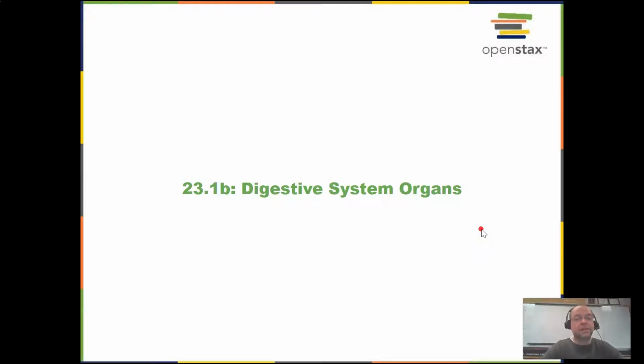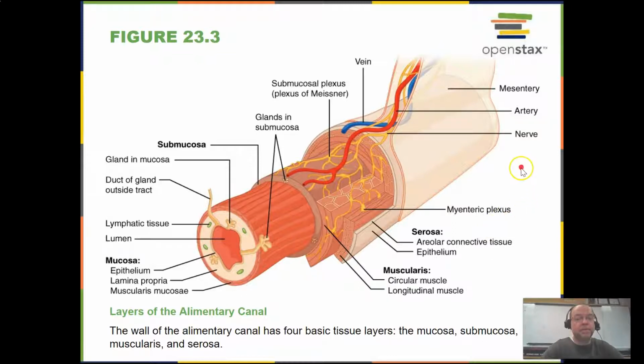Okay, let's take a look at some of the digestive system organs. So as we mentioned previously, there are two types of digestive system organs. There are the ones that make up what's called the alimentary canal, which is your food tube, and that's open to the outside environment. That goes from your mouth all the way down to your anus.